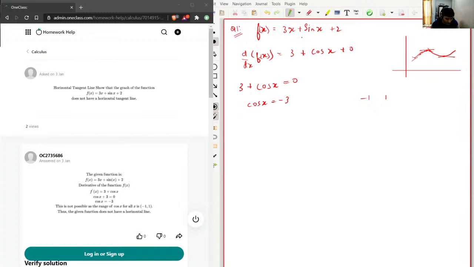And here in the solution also, they have calculated the derivative and equated it to 0. This is not possible as the range of cosine x for all x is -1 to 1. Thus the given function does not have a horizontal line. So no horizontal tangent.